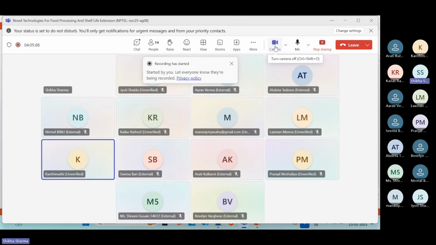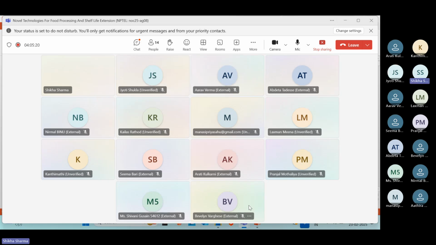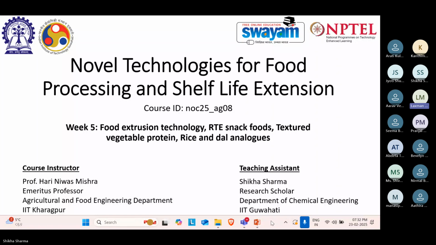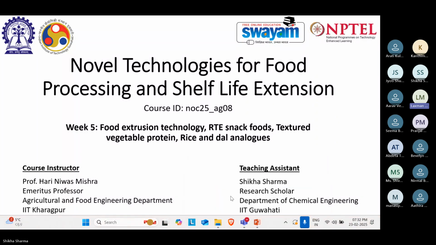Today I am trying to turn my camera on, but I don't know why I'm not able to turn it on. Maybe some problem is there. Madam, there are two cameras there. We can use the alternate camera also.